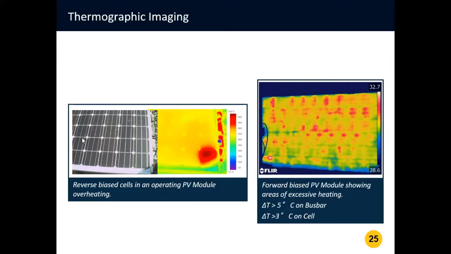So this image here shows how even a small corner of shading can result in a fairly significant hotspot, and might not even be picked up as being a significant issue other than from the thermal image. We will have another webinar which will look at all the issues and intricate interpretations that occur from thermographic imaging of an operational PV installation in the next few weeks.